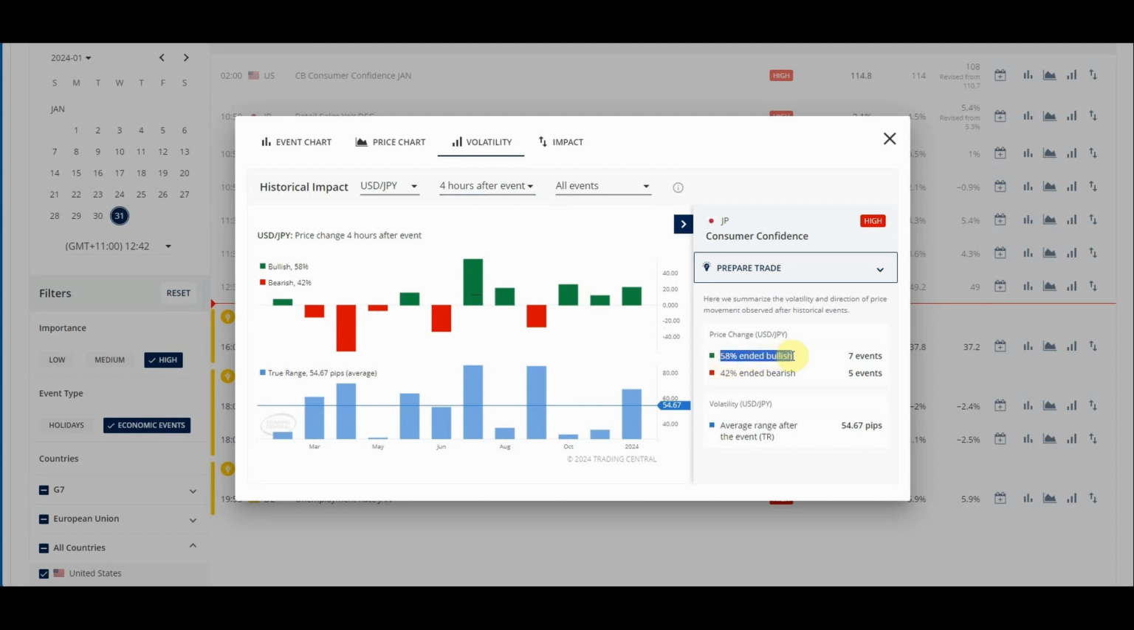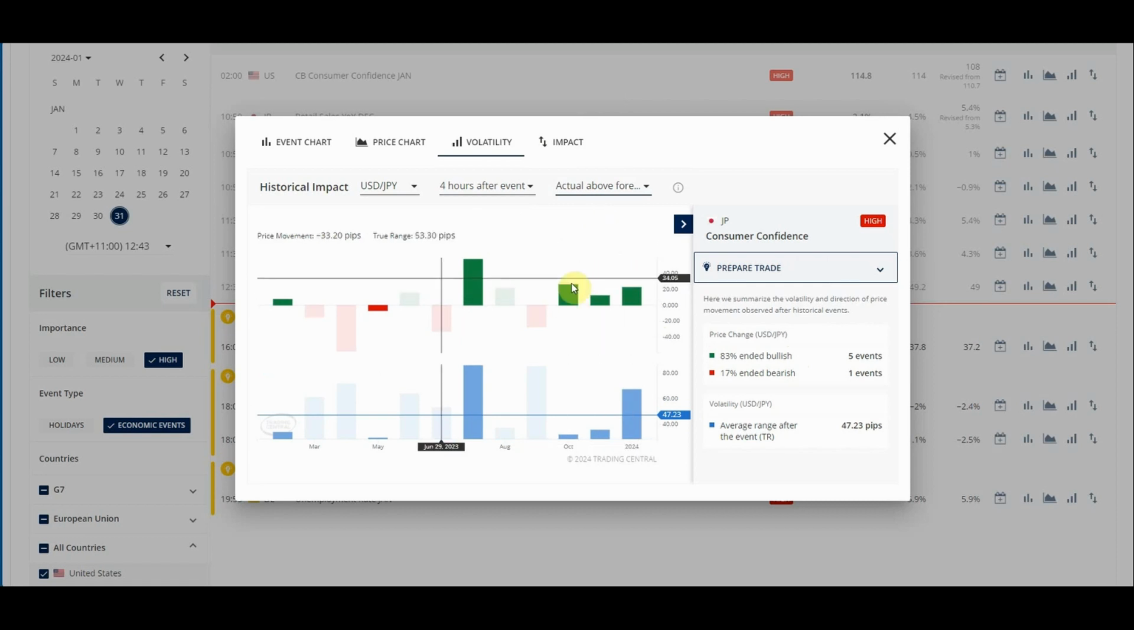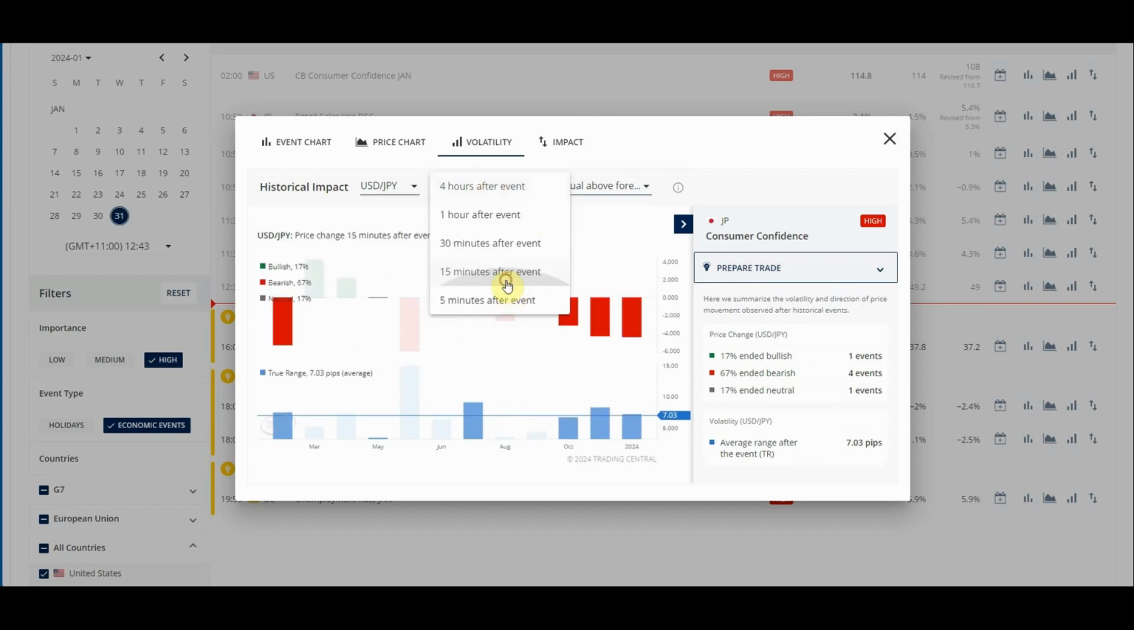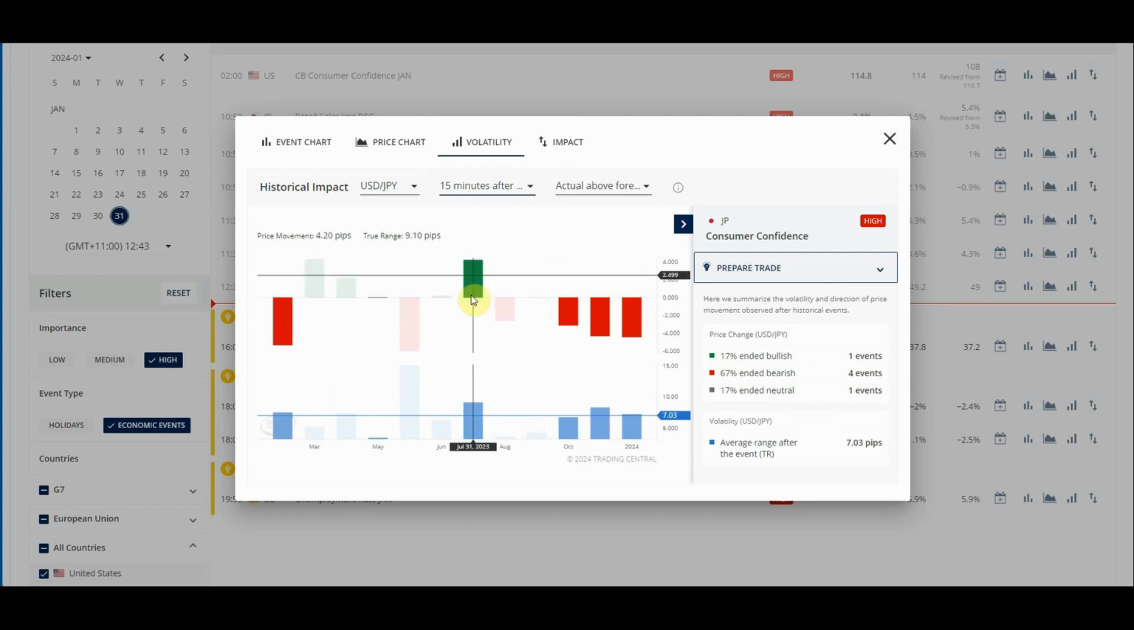So 58% ended bullish. Now these 3 in particular are what we're looking out for if the data is above the forecast. So actual above forecast, you can see they're basically all green after 4 hours. Now this one's a bit of an anomaly, but the rest were all lower in the first 15 minutes. So in the first 15 minutes, you're waiting for a drop, or you could potentially short the market. You're waiting for it to drop and then looking for an opportunity to get long.